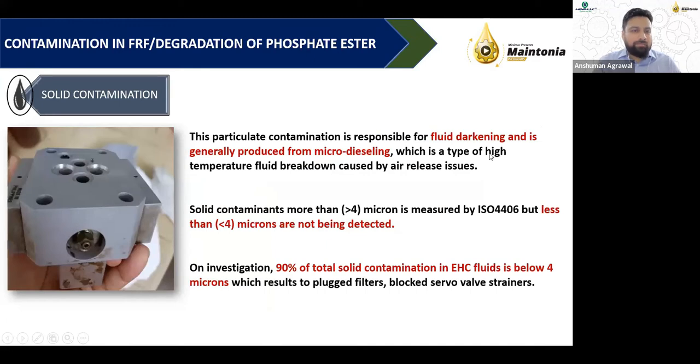So next we have the solid particulate contamination, because of which there would be fine tolerances in the valves, and when these increase, there would be a good amount of choking in the spool movement, and because of the choking, the servo valves really won't perform. And it has been seen at various sites that 90% of the total solid contamination in the EHC fluids is below 4 micron in size. Now that's a very important fact here.